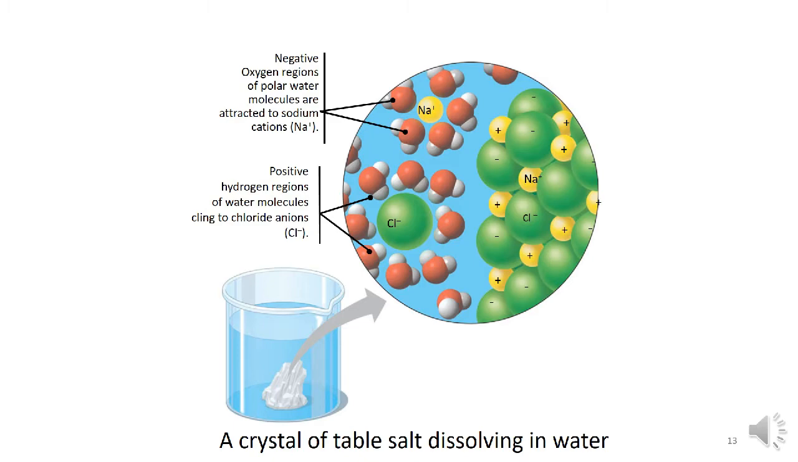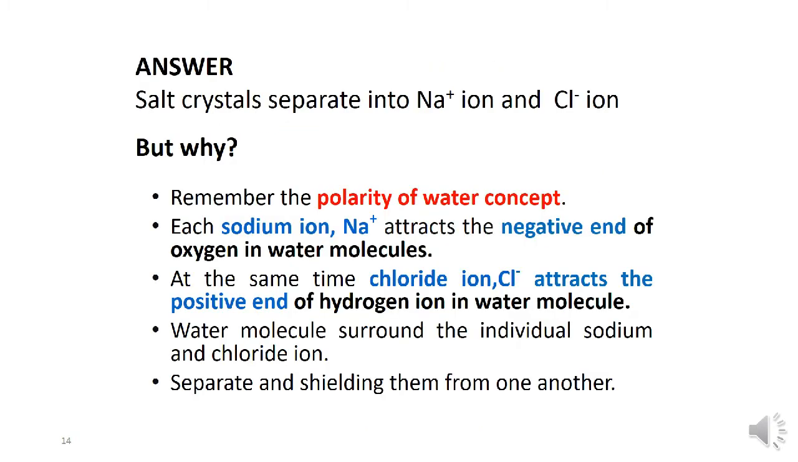The one that is attracted to the Cl minus is the dipole positive of the hydrogen in the water. This particular layer of water molecules surrounding the sodium and also the chloride ions is what we call the hydration shell. The answer for the question just now is that the salt crystals separate into sodium ions and also chloride ions. But why? Remember the polarity of the water concept.